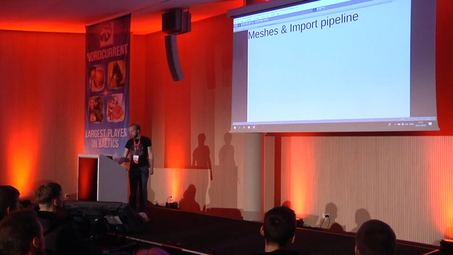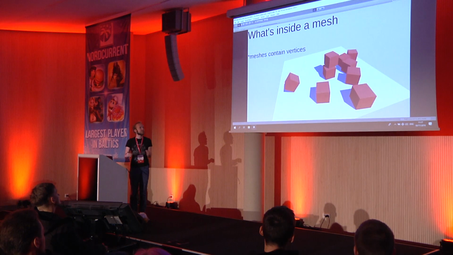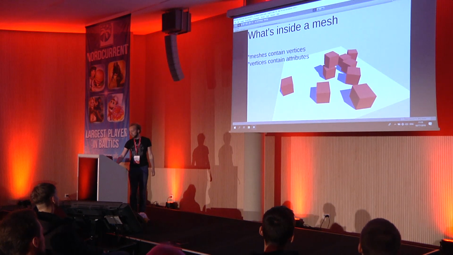Okay, let's start with meshes and import pipeline, things I learned about that when I made Wild City. So let's start at the very beginning. Meshes are made out of vertices. I guess people are aware of that. And each of these vertices has a bunch of attributes in it.